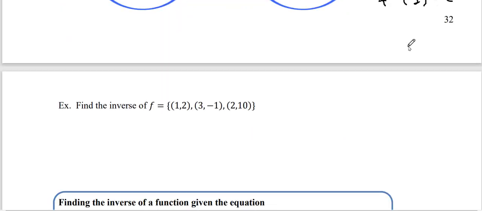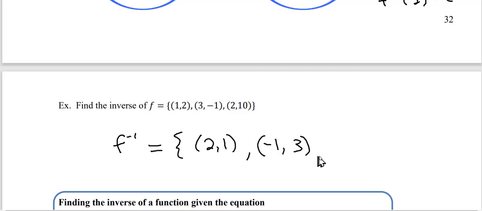Find the inverse of this function. Well, f inverse, so f takes 1 to 2, f inverse is going to take 2 to 1. f takes 3 to negative 1, the inverse will take negative 1 to 3, and the same thing on that last ordered pair there.